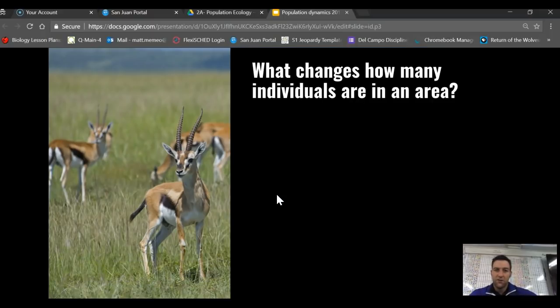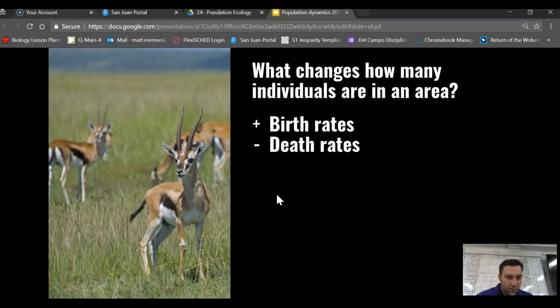So next question I want you to write in your notes, what changes how many individuals are in an area? So what is going to change those numbers, the numbers of individuals? And that's one of the most important things we're going to talk about this week, is what can change those individuals in that population in a given area. And we have talked about this a little bit in the past, but when we talk about the things that can change those given populations, we're looking at those direct factors.